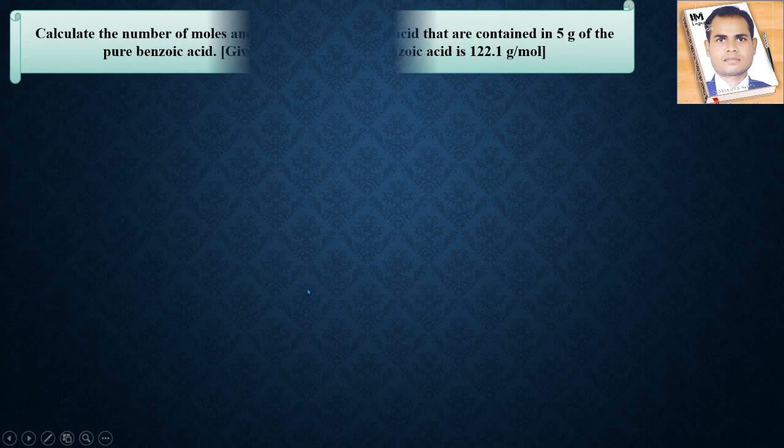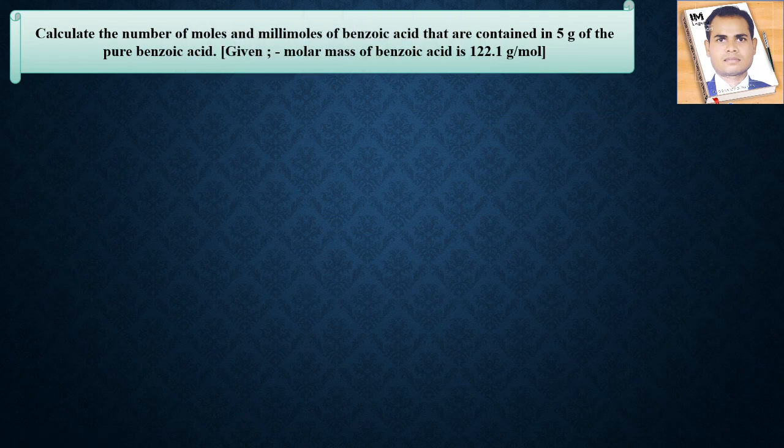Now see the example based on these terms, moles and millimoles, okay? In this example: calculate the number of moles and millimoles of benzoic acid that are contained in 5 gram of pure benzoic acid. The given value is the molar mass of benzoic acid, that is 122.1 gram per mole. So that is the molar mass for benzoic acid, right?